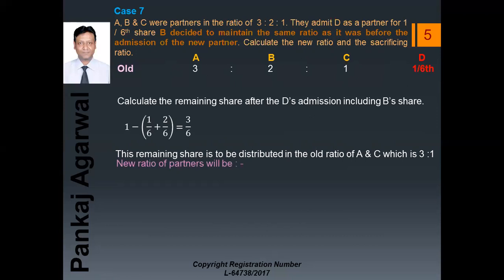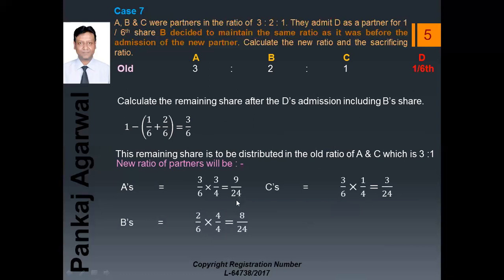So A's new ratio will be 3/6 into 3/4. 3/4 because 3:1. And C's ratio will be 3/6 into 1/4. B's ratio was 2/6. We will equalize the denominator. So we will multiply them by 4/4.